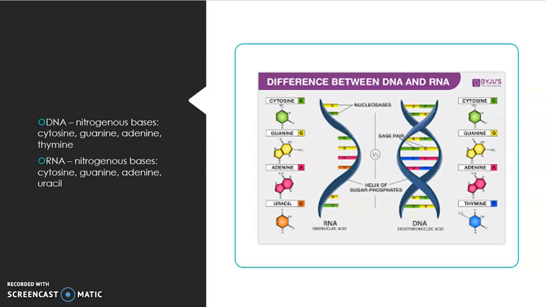The nitrogenous bases used in DNA and RNA are slightly different as well. DNA uses cytosine, guanine, adenine, and thymine, while RNA uses cytosine, guanine, adenine, and uracil. As you can see in the image, the first three are the same, while the last two are different, the thymine and the uracil.